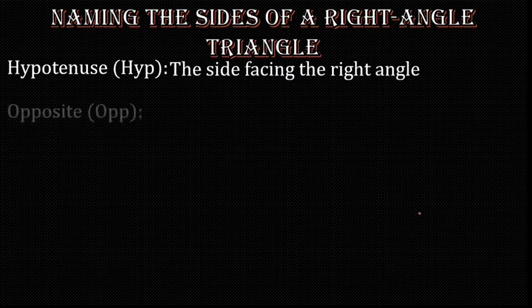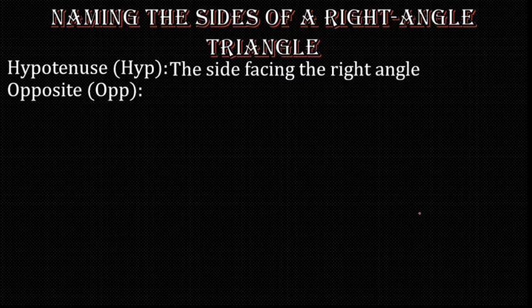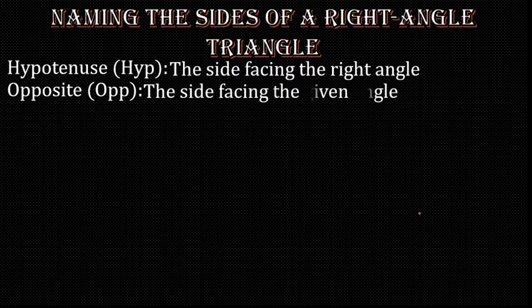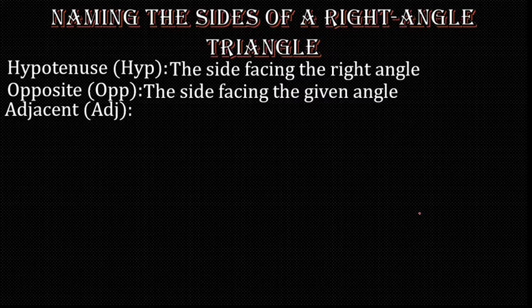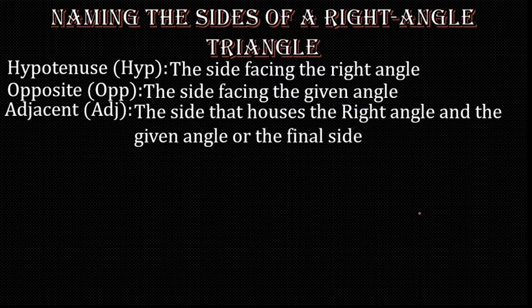We also have the opposite, which is the side facing the given angle. That's the opposite. And then finally we have the adjacent. The adjacent will be said to be the final side after you have picked out your hypotenuse and opposite, or you could say, by my definition, that it is the side outside the right angle and the given angle. You will get to see what that means as we proceed.